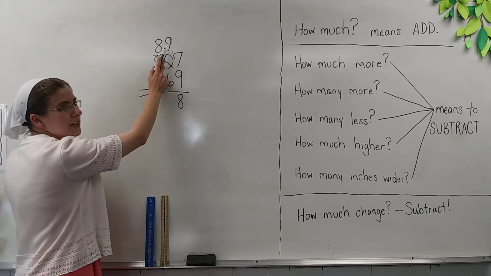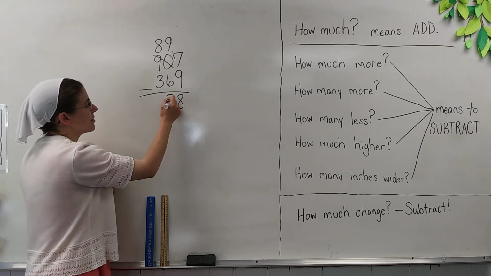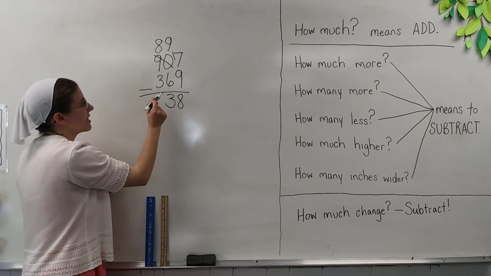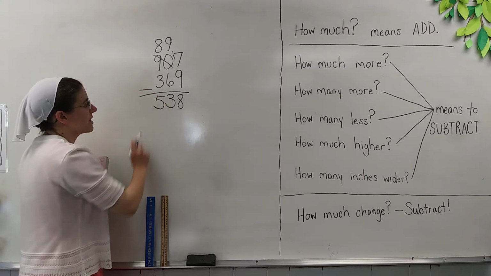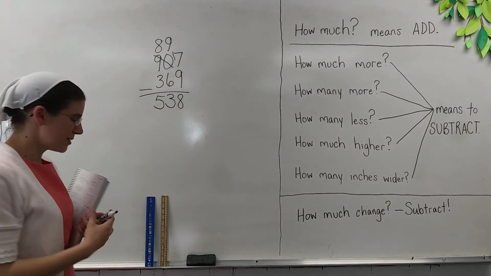If I have 9 cookies in my box, can I take out 6? Sure can, 3. What about if I have 8? Can I take out 3? Yes, I can. So our answer is 538. So there we borrowed across 0.